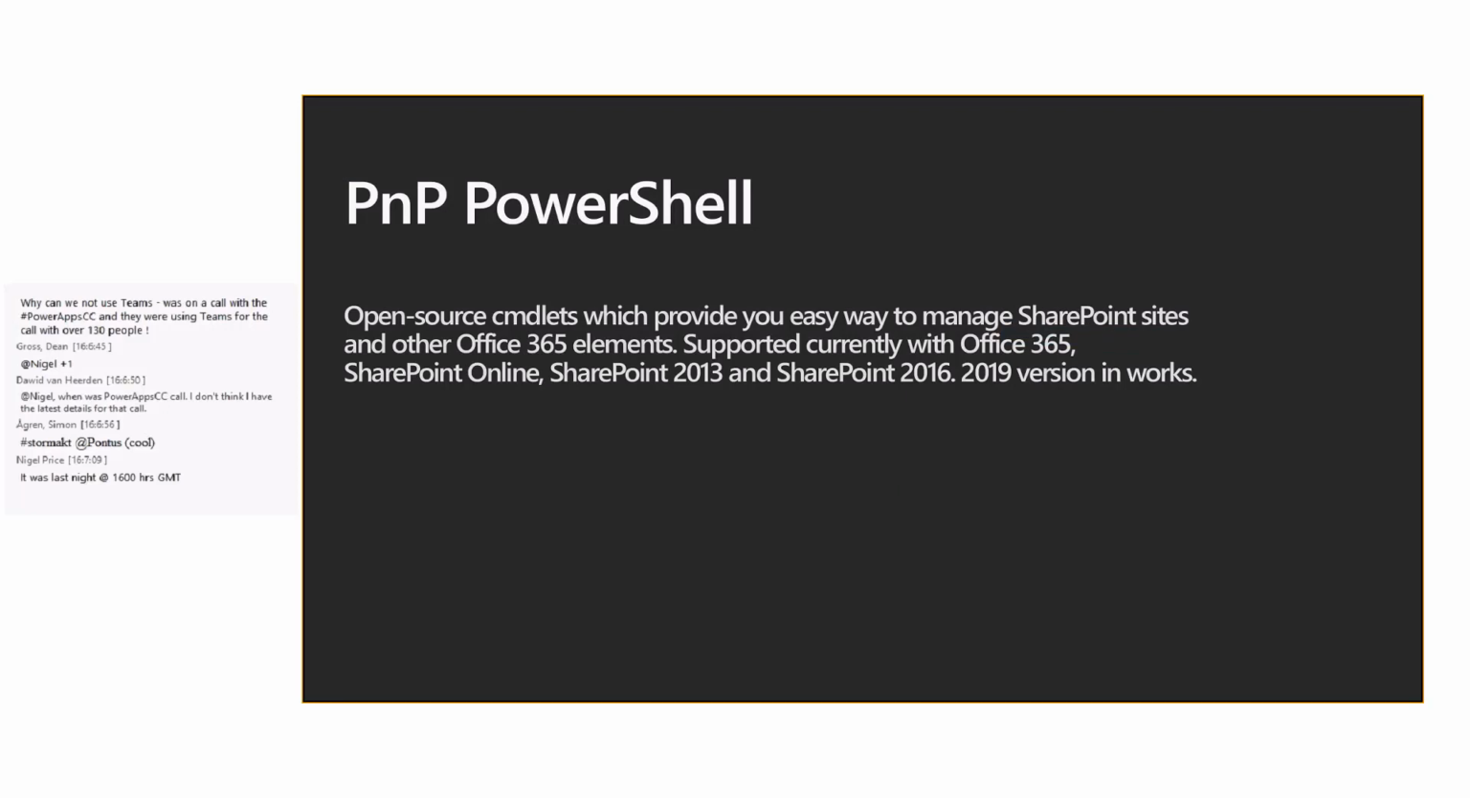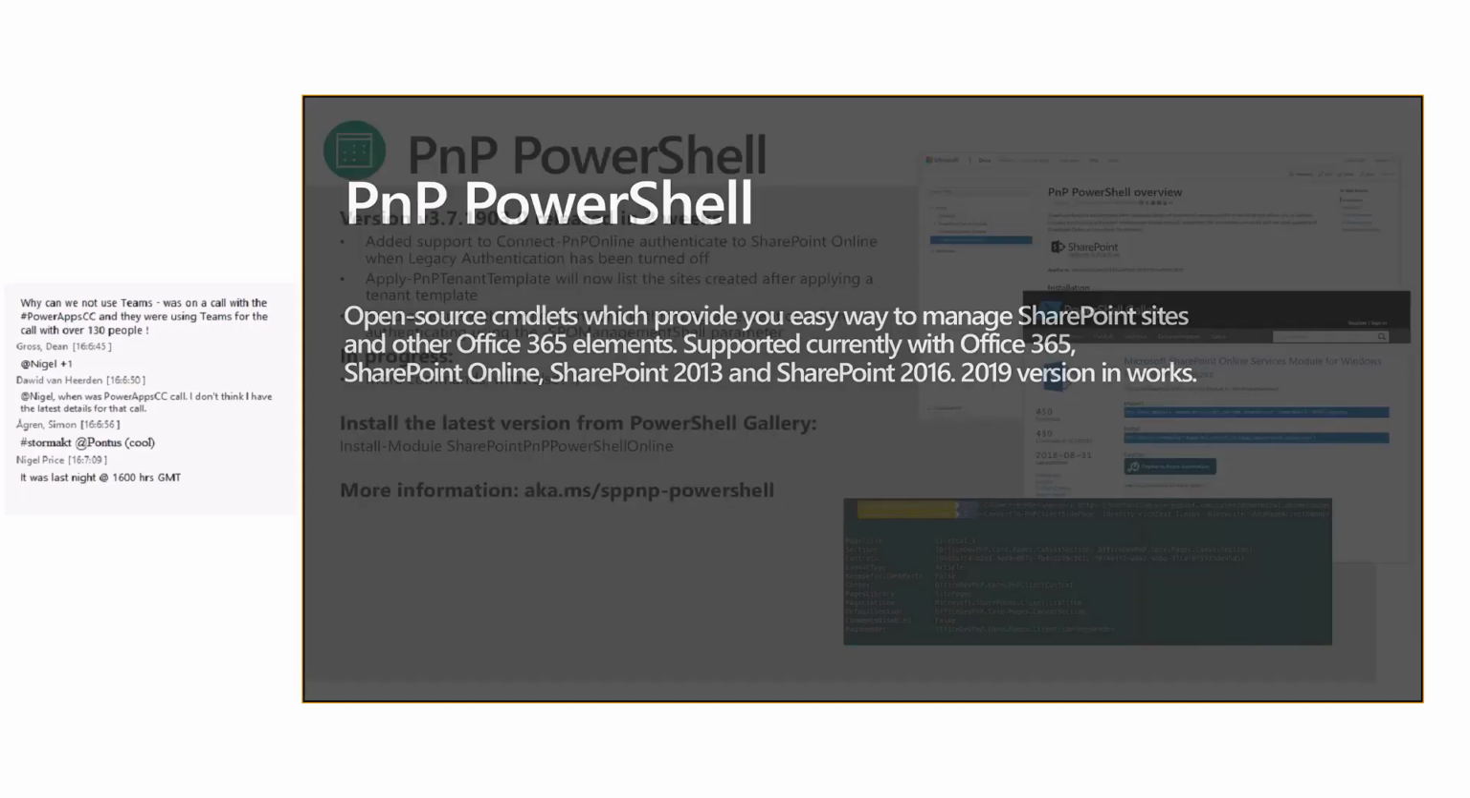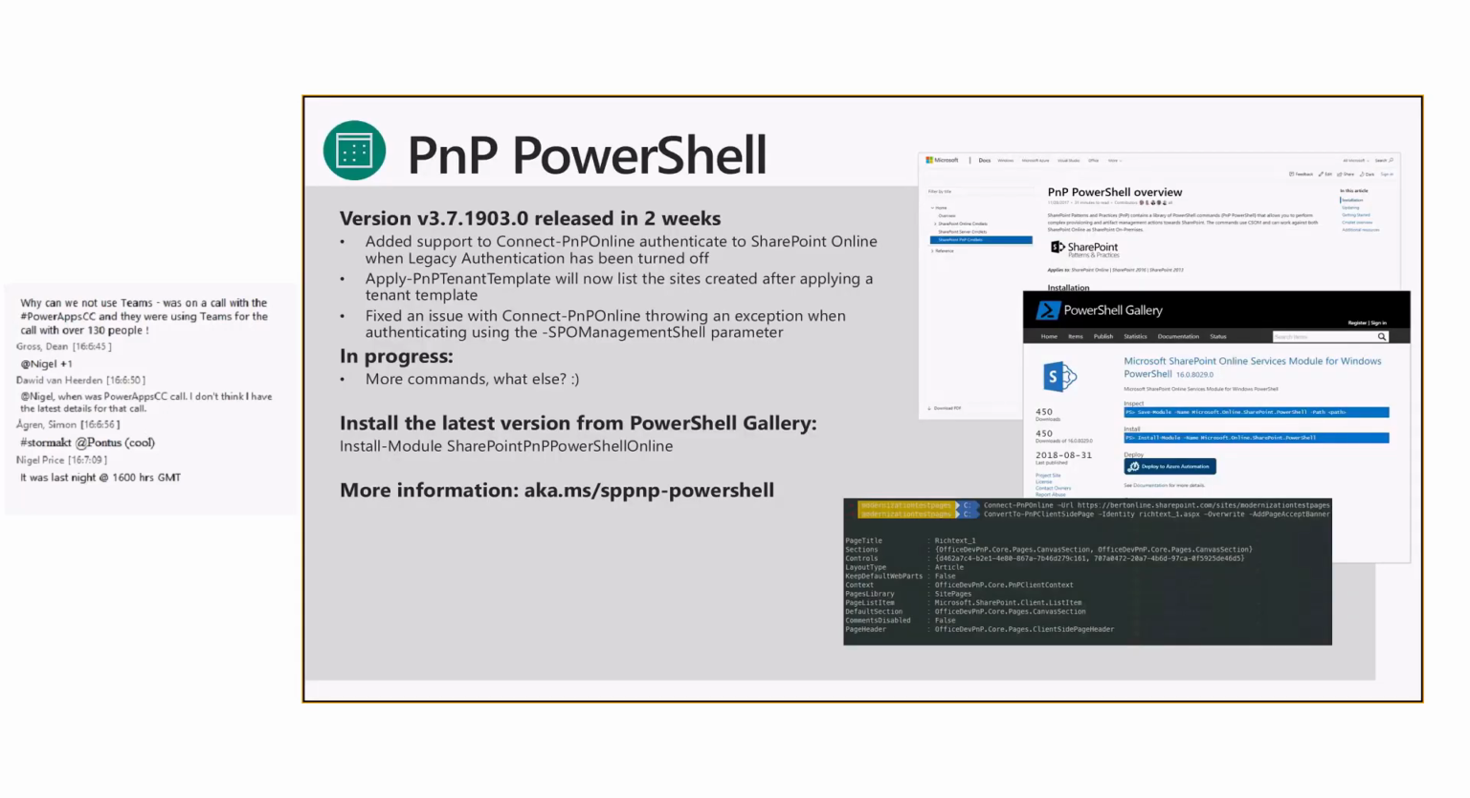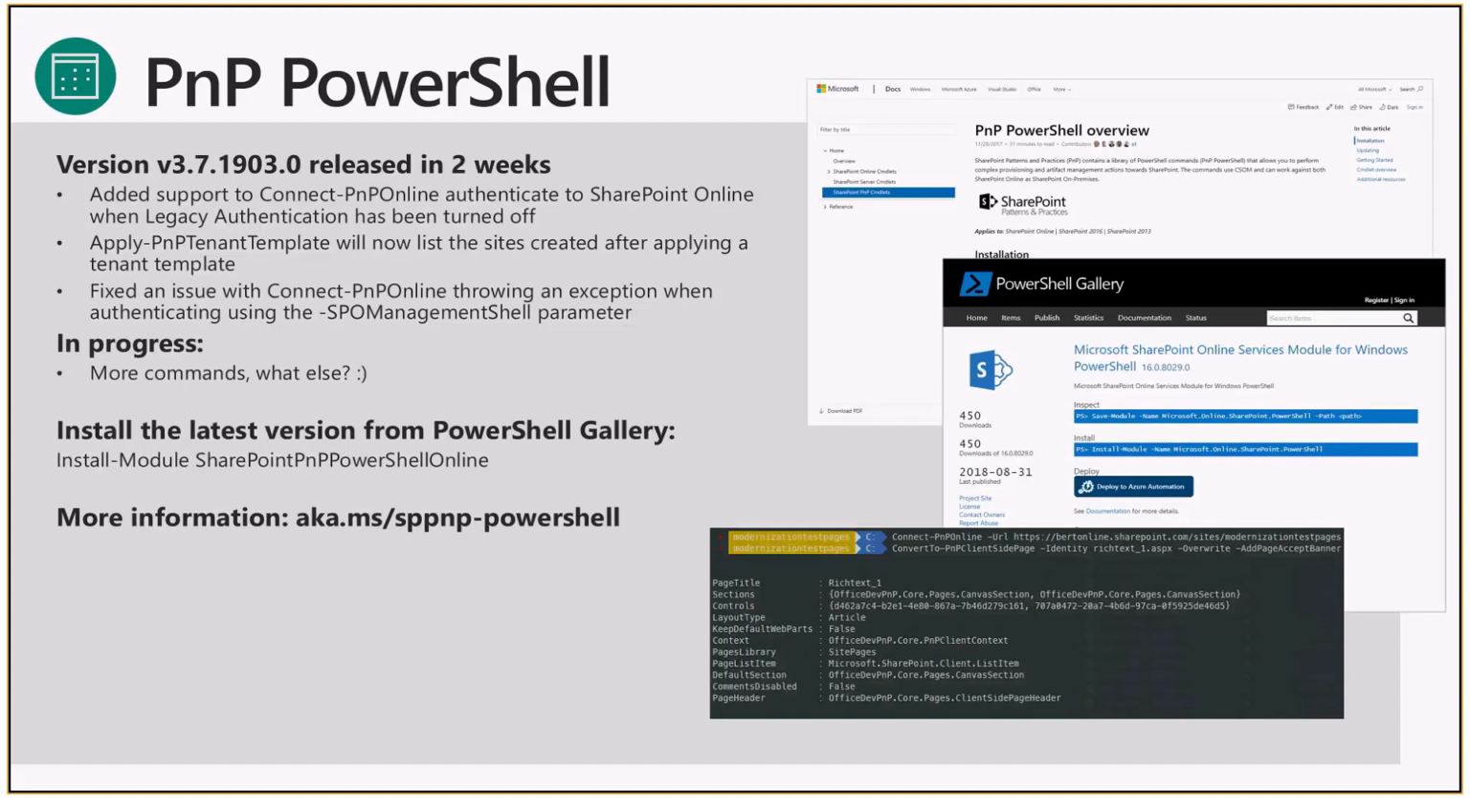Going to PowerShell, let's see if we have Erwin in the call. No Erwin. Okay. So for PnP PowerShell, same release rhythm. Within 2 weeks, the new version. And better aligned to the changes in Sites Core, we have a better support in Connect PnP Online to authenticate to SharePoint with credentials when legacy auth has been turned off.